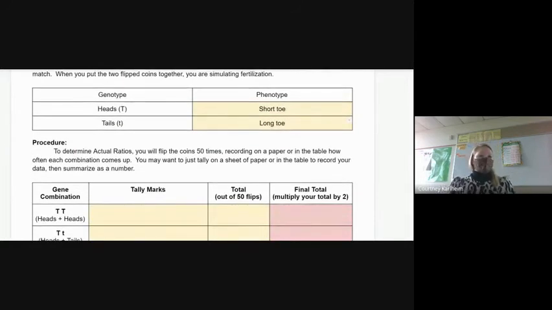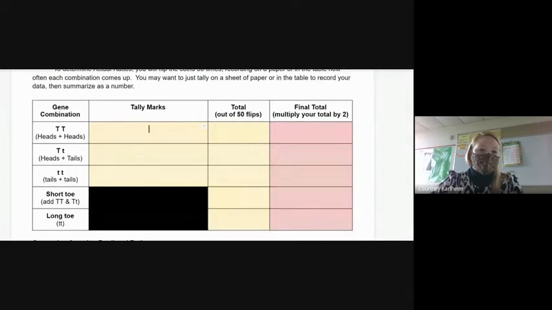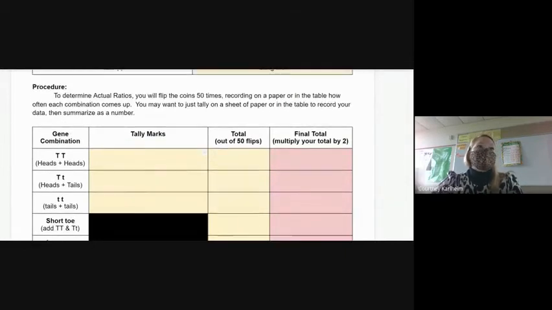All right, so in order to determine the actual ratios, you're going to flip a coin 50 times, and I picked that one because you could just set it up, but I'll find you another one. You're just going to record it on the paper. As you're flipping, you can write down little tally marks, like a 1 or whatever. However you want to record it, you can write it on a sheet of paper, whatever works best for you.